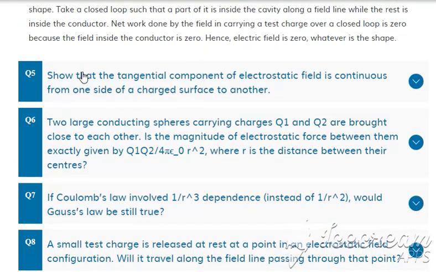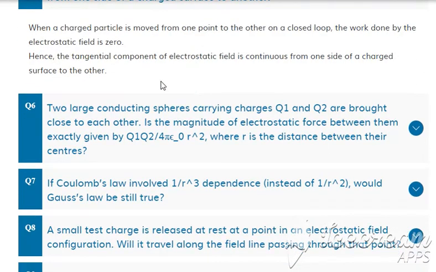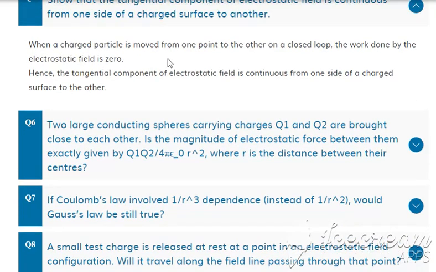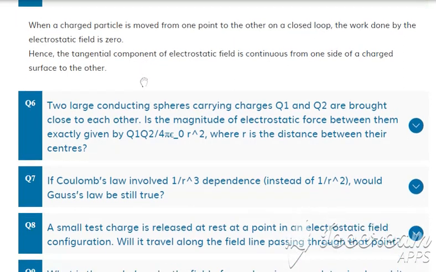Next, show that the tangential component of electrostatic field is continuous from one side of the charged surface to another. Now it's a reasoning question again. When a charged particle is moved from one point to the other on a closed loop, the work done by the electrostatic field is 0. Hence, the tangential component of electrostatic field is continuous from one side of the charged surface to the other. The same reason, because in the closed loop the work done by the electrostatic field is 0 because it's a conservative force.